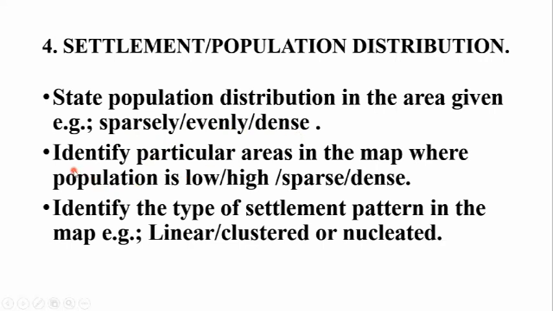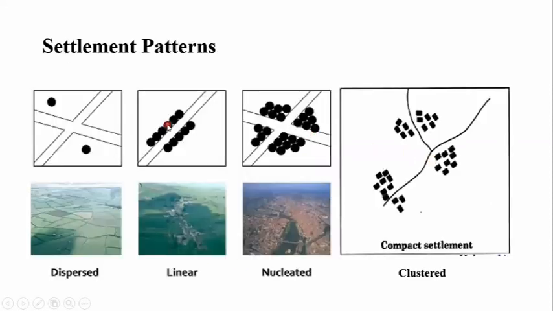Number two, identify particular areas in the map where population is low or high, sparse or dense. Number three, identify the type of settlement pattern in the map, e.g., linear, clustered, or nucleated. One of these questions will come in your KCPE. Now, let's move and see the settlement patterns.